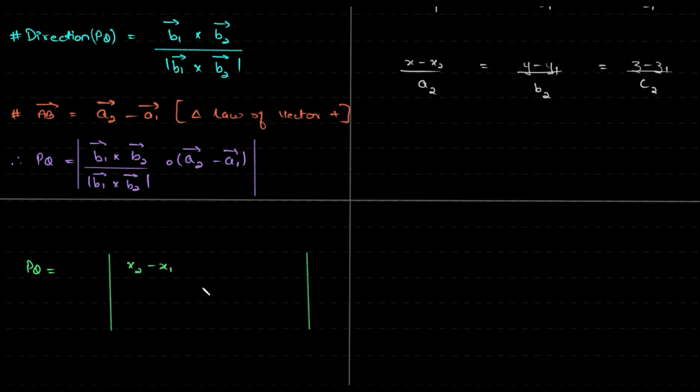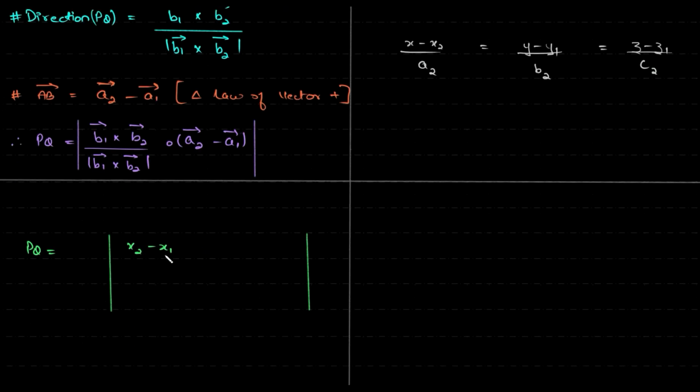That is the point whose information we know, basically A1 and A2. This has to do with A1 and A2, and this too has to do with A1 and A2. And this has to do with A1, B1, C1. It has to do with the direction ratios, A2, B2, and C2.